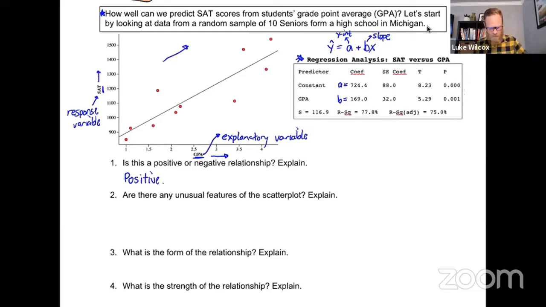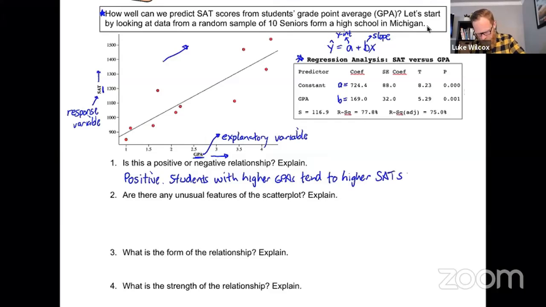So let's put that into words. What we're going to say here is that students with higher GPAs tend to have higher SAT scores. And actually, we could say it in the other direction as well, right? Students with lower GPAs tend to have lower SAT scores, right? That's explaining why we have a positive relationship here. All right, let's move on to question number 2.